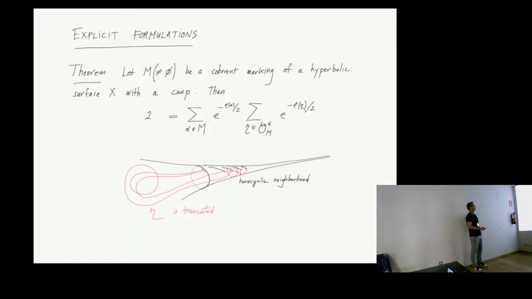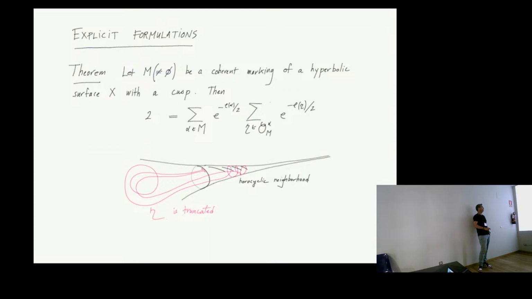Okay, and so what you sum over here is you sum on this side. You have a sum where you're summing over alpha, whatever your coherent marking is. You take exponential minus the length of the 2. And here you sum over those that are peripheral.